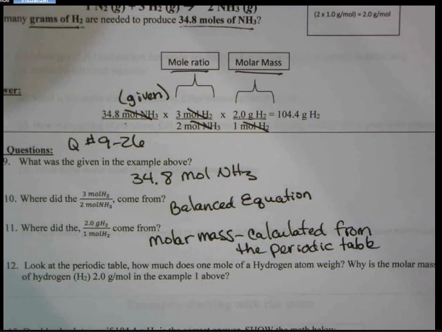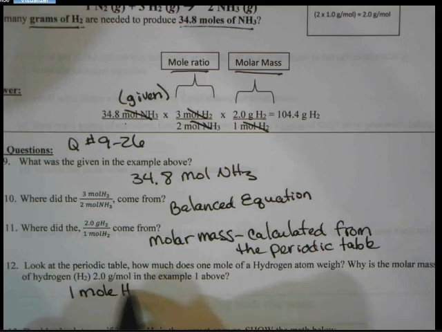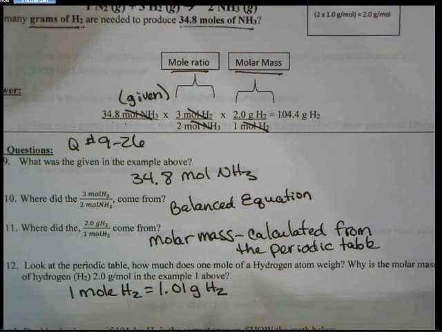Okay. All right, so I'm going to do one more with you. I'm going to look at number 12 with you. So look at the periodic table. How much does 1 mole of hydrogen atom weigh? Well, if you look at your periodic table at the front of your notebook, okay, 1 mole of hydrogen equals 1.01 grams of hydrogen. And that's just the atomic mass there at the bottom of hydrogen.